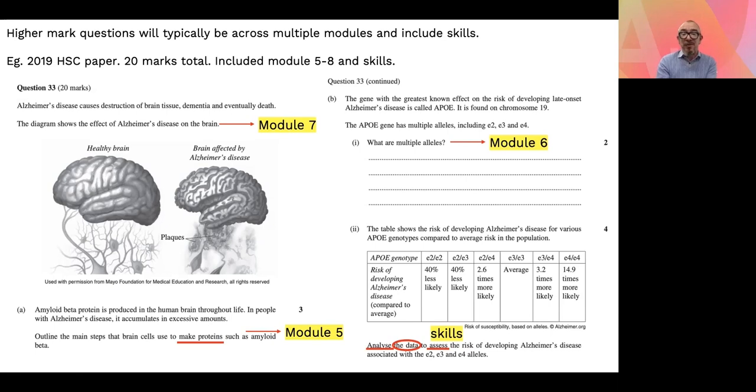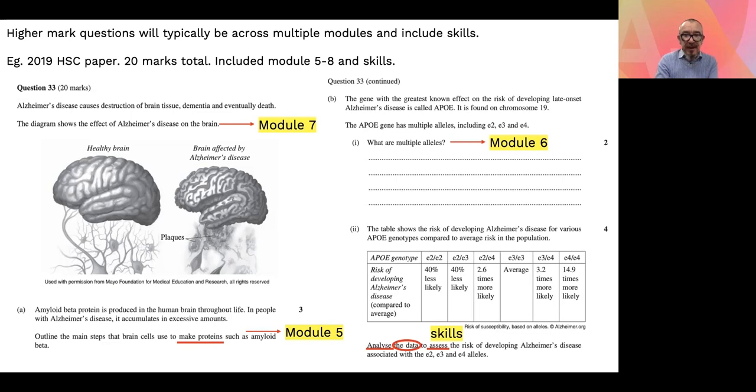Okay? But that's not the point of the question. The question is asking you about protein synthesis. It's not specific, or necessarily, the focus isn't on amyloid beta and brain cells. It's about you demonstrating your knowledge of protein synthesis. So they're looking for those key terms of transcription, translation. We've got the DNA, we've got the mRNA, we've got the tRNA, and then you fill in the gaps between there.